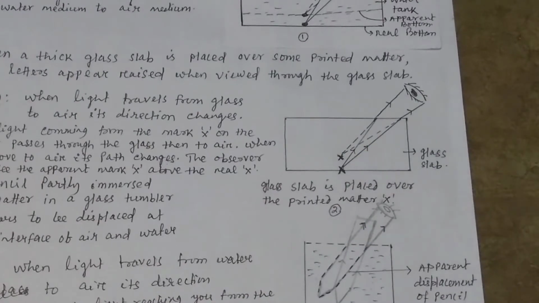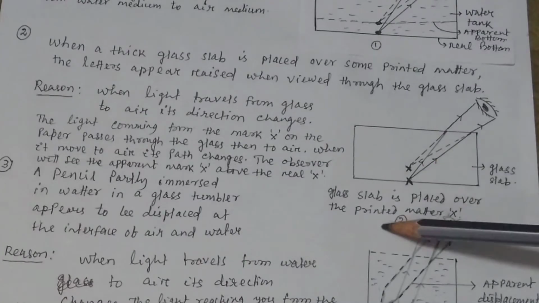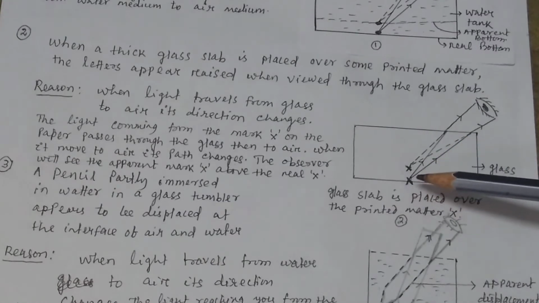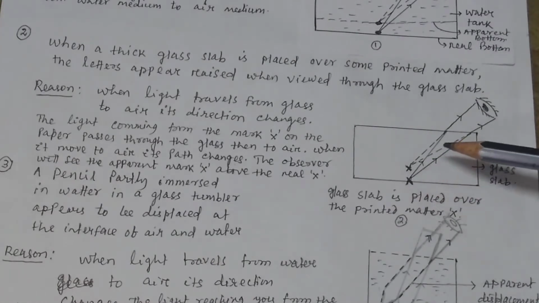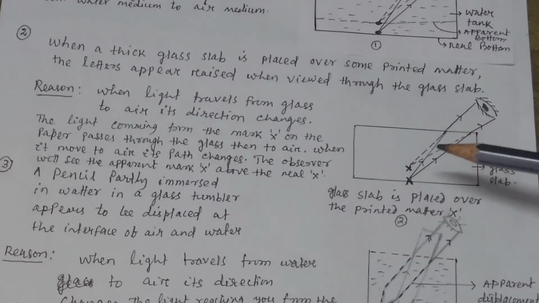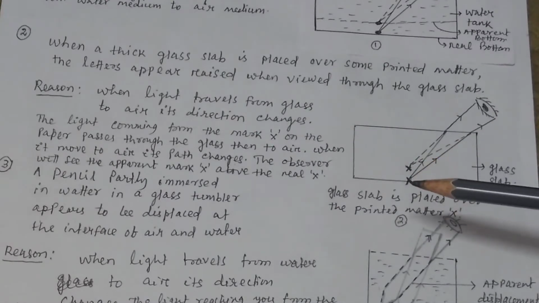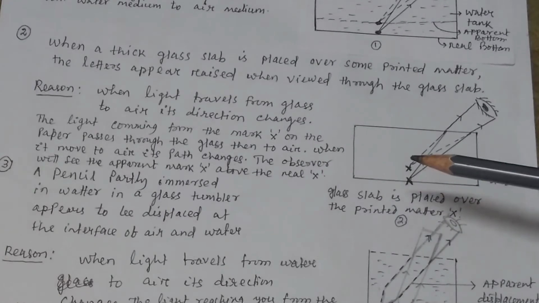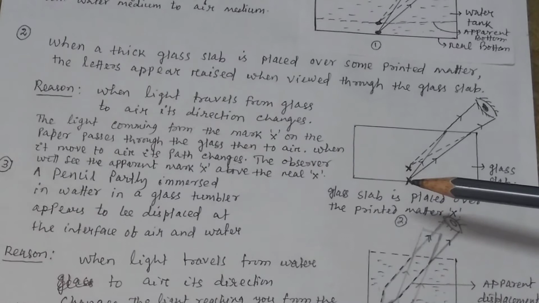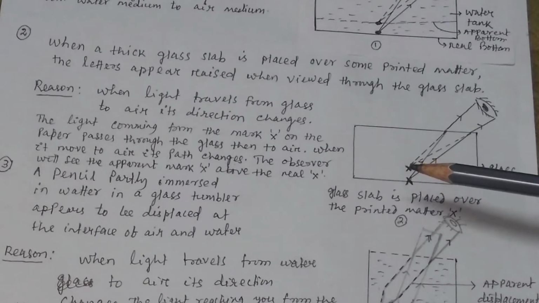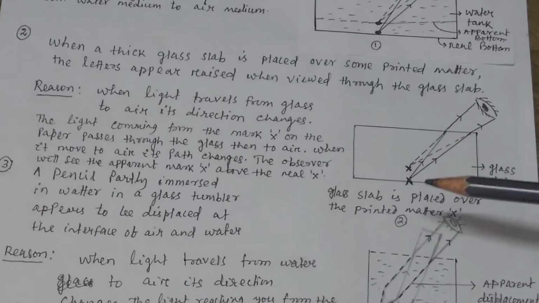Why does such a thing happen? This happens due to refraction. Light coming through the glass medium, after passing into the air medium, gets bent. That is why, due to the deviation of light, when it is seen by the observer, it will be focused here. So the mark X will be seen here. This is the real mark and this is the apparent mark. This happens due to refraction.